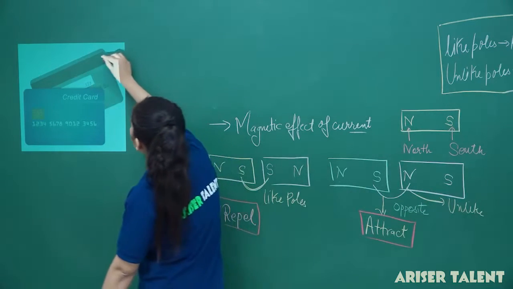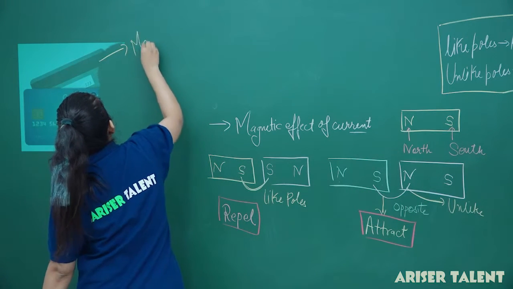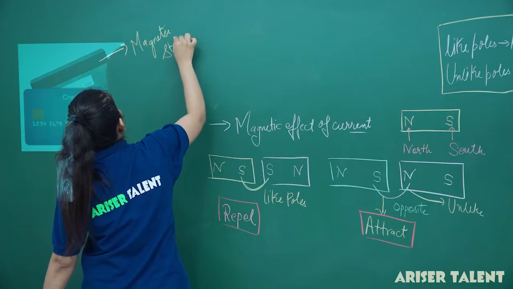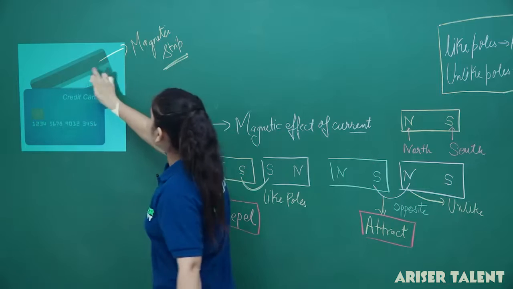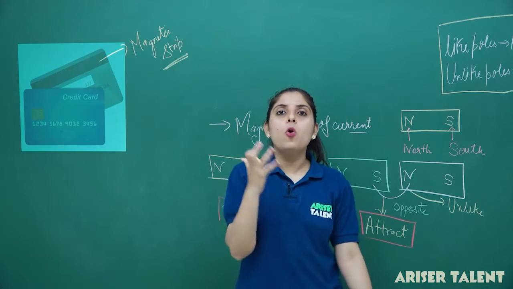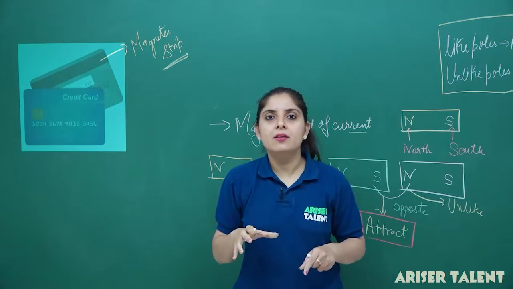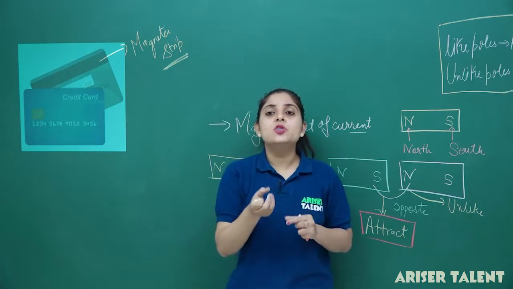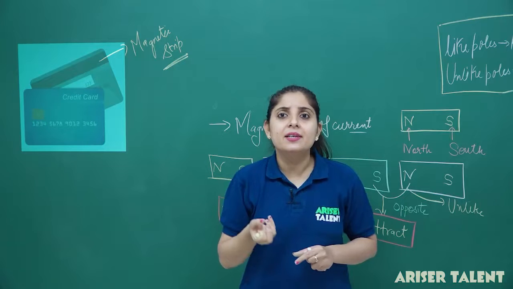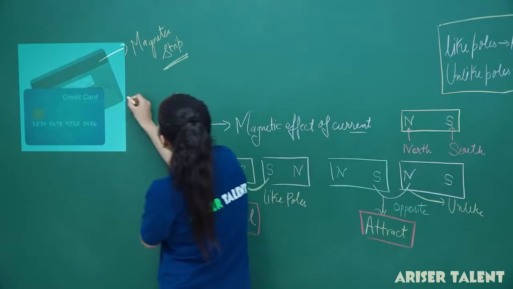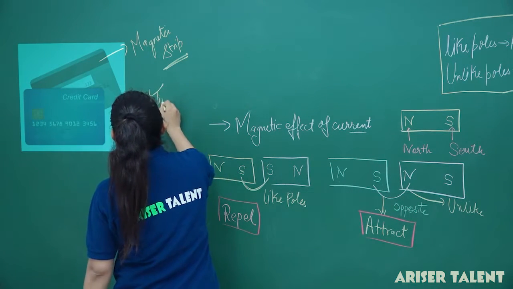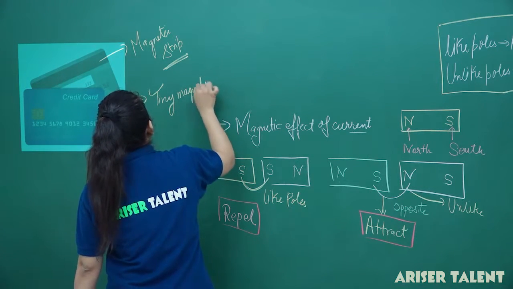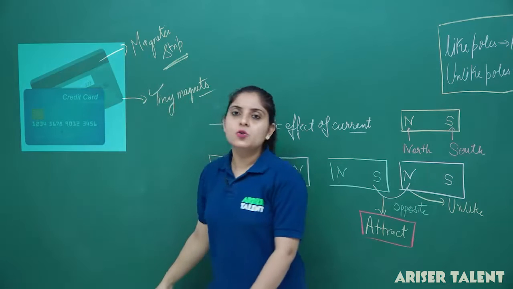This is our magnetic stripe, and in that magnetic stripe, the whole data of your account has been saved. Now, this magnetic stripe consists of very tiny magnets. It means this is formed by the use of very small magnets, and your entire data is stored in it.